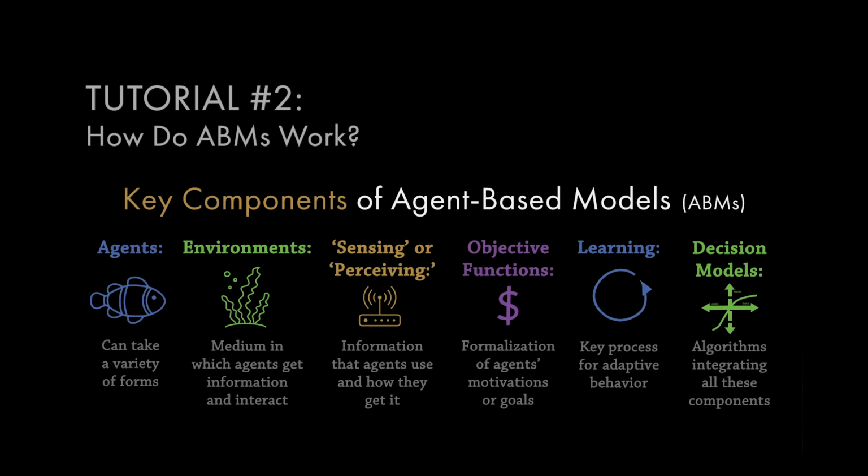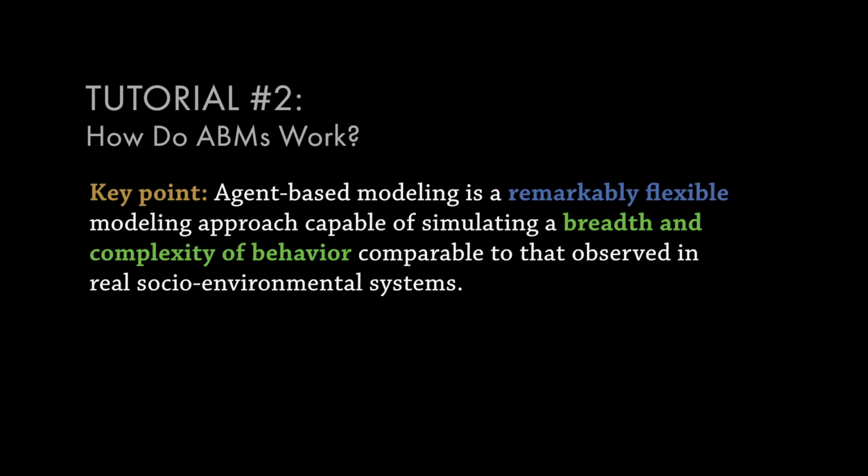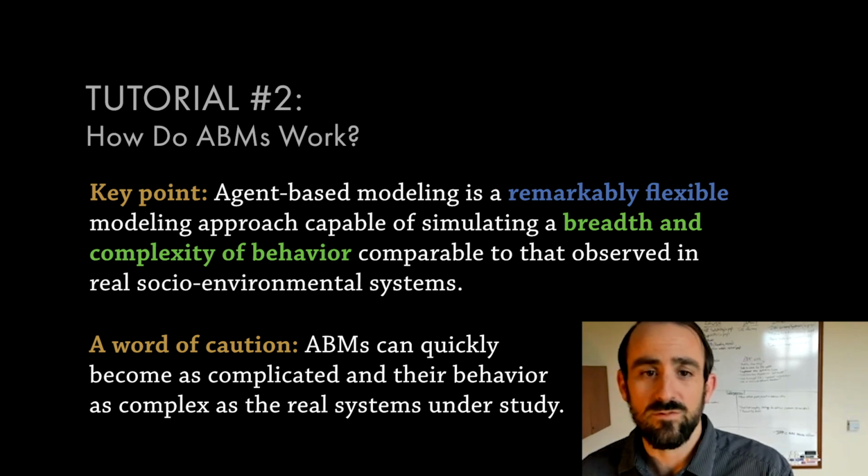That brings us to the end of the second tutorial. We covered the core components of agent-based models and how they're integrated to operationalize agent decision-making and behavior. A key takeaway is that agent-based modeling is a remarkably flexible modeling approach capable of simulating a breadth and complexity of behavior comparable to that observed in real socio-environmental systems. Because of that, a word of caution: ABMs can quickly become as complicated and their behavior as complex as the real systems under study. At that point, the model often loses its usefulness as a research tool. Thus, simplifications in one or more of the core components we covered are common and indeed advisable.